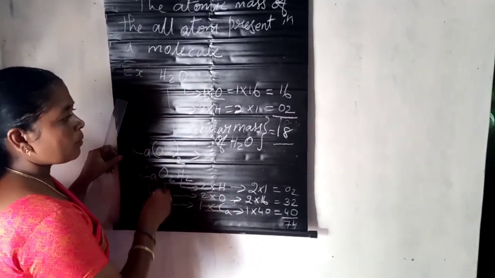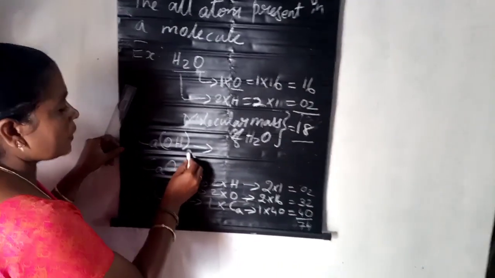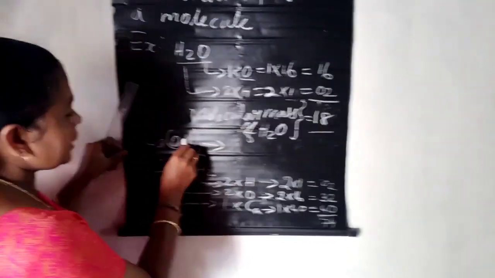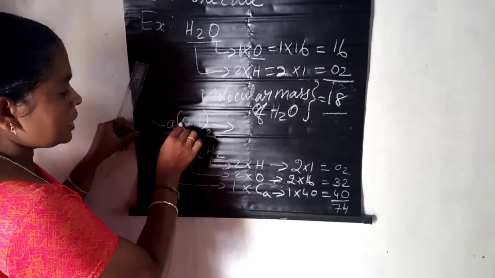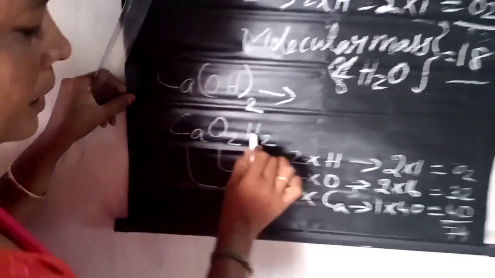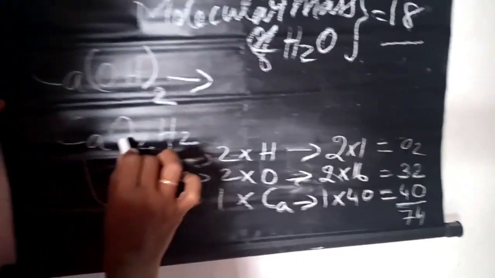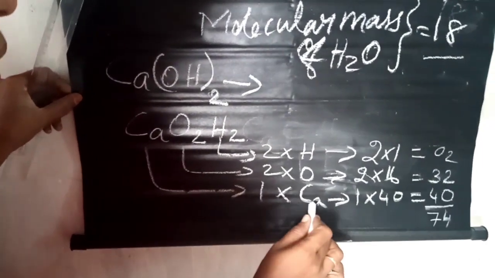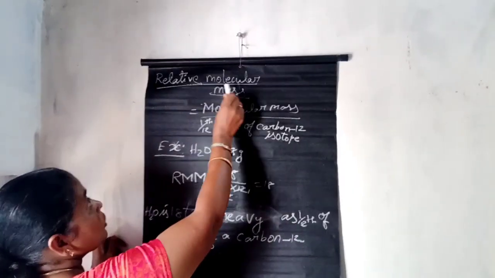But here see another example I have given. Ca(OH)2. How will you calculate this one? Here the subscript 2 will be presented. So this 2 will be applicable for oxygen as well as hydrogen. So first of all, before you find the molecular mass, you have to multiply this 2 in, so CaO2 and H2. Next H2, see here 2 into H is equal to 2 into 1 is equal to 2. Next 2 into oxygen equal to 2 into 16 is equal to 32. Next calcium, 1 into calcium is equal to 1 into 40 is equal to 40. Totally 74.